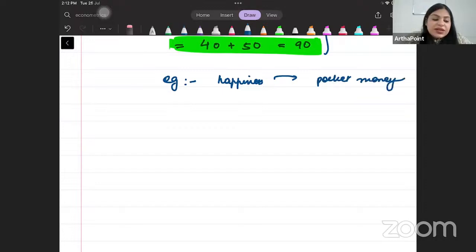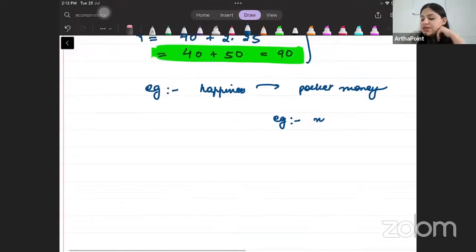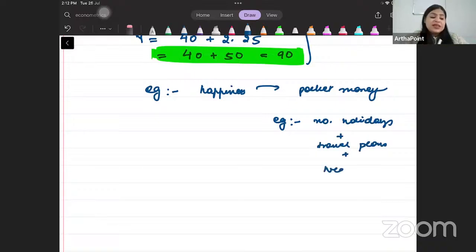But there can be other factors which can affect your pocket money also. For example, your happiness. My happiness is affected by the number of holidays I get, by the travel plans that I have, by the weather at my place, etc. So there can be other factors which I have not taken into consideration.